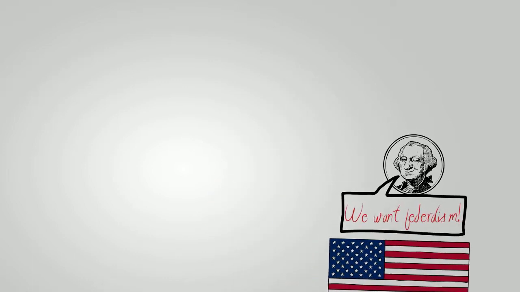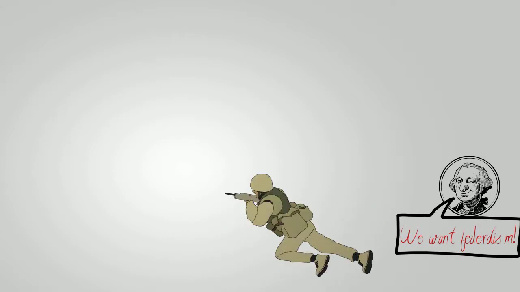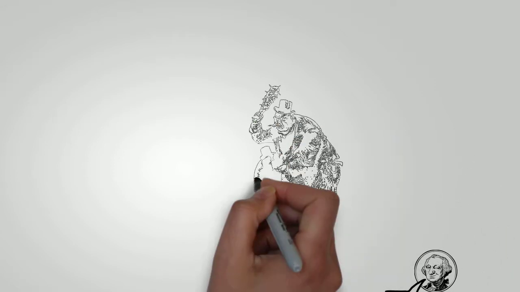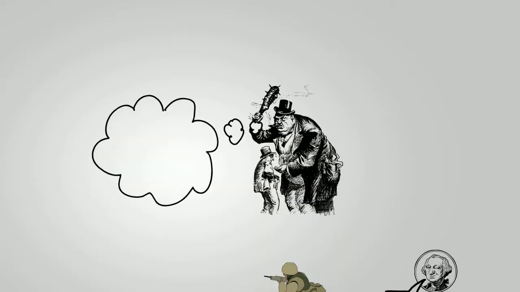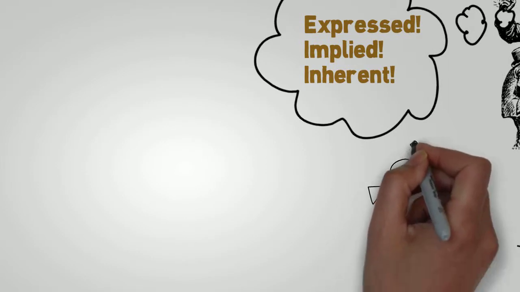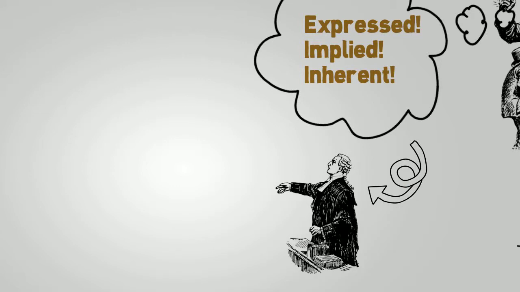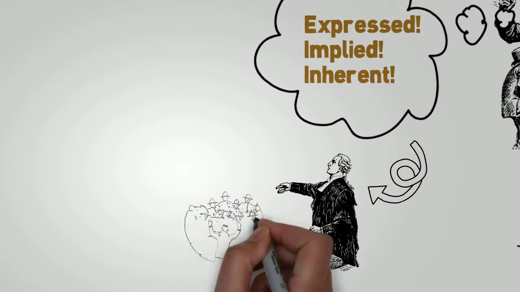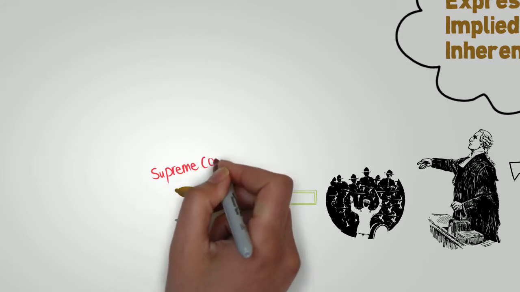For example, both the federal and state governments have the power to tax, but only the federal government can declare war. The national government has three types of powers, and they are expressed, implied, and inherent powers. Under these three powers, the national government can regulate foreign and interstate commerce, coin money, provide an army and navy, declare war, establish federal courts below the Supreme Court, conduct foreign relations, and exercise powers implied from the express powers.